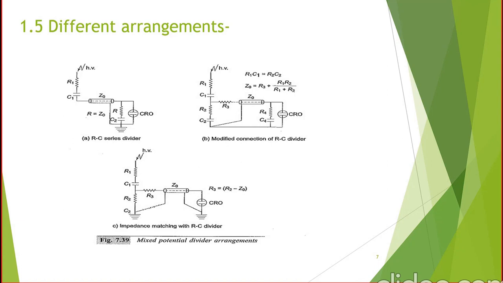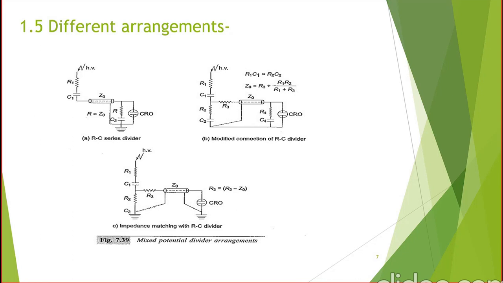Total voltage will be divided with the help of these two arms. The CRO is connected to R2C2. This is the most popular type of combination. Another is in figure 2. It is a modified connection of the RC divider. It obeys the relation R1C1 is equal to R2C2.